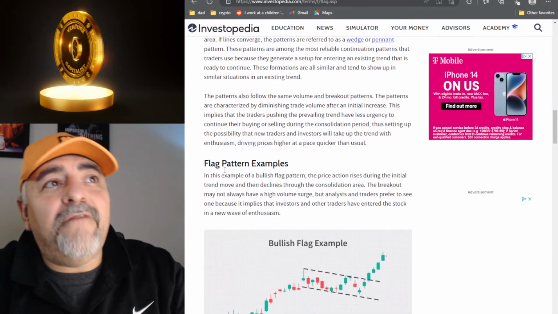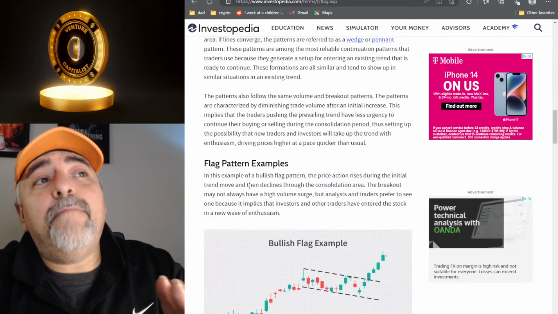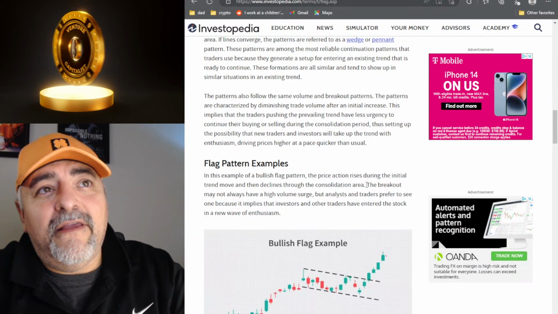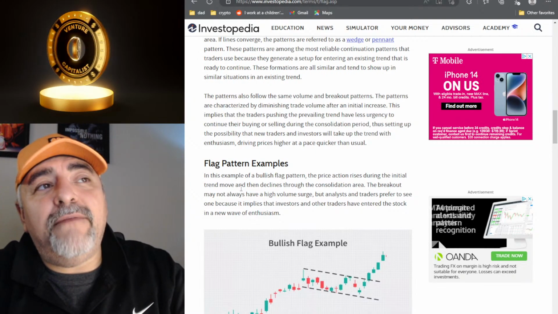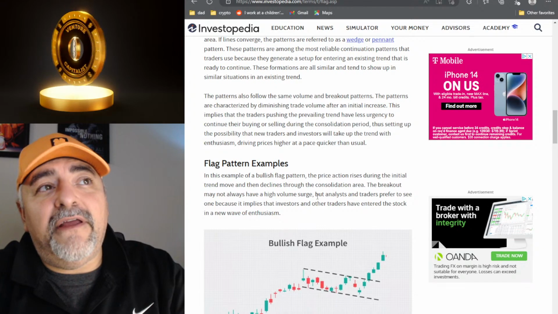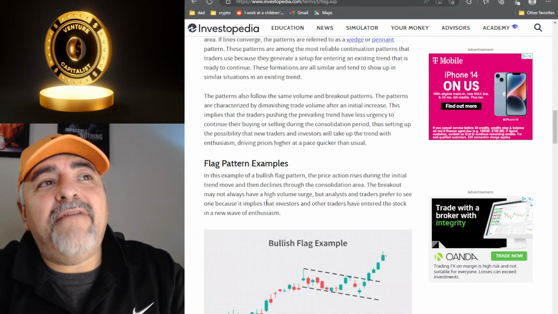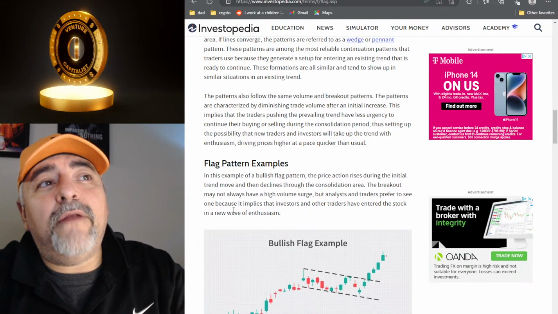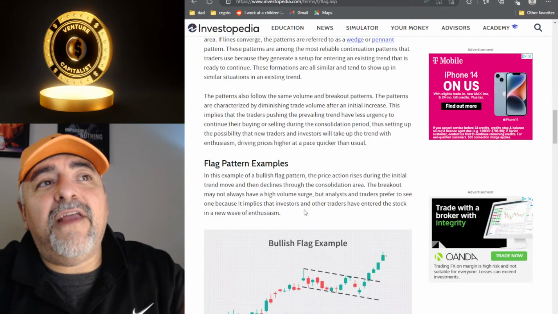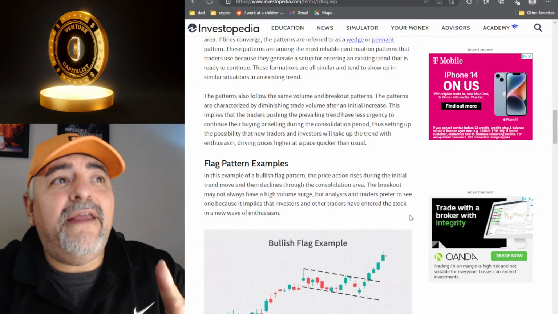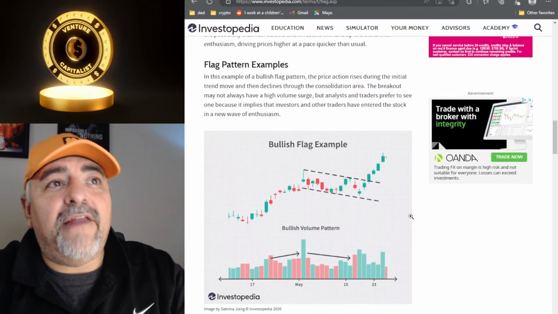So here, a flag pattern example. In this example of a bullish flag pattern, the price action rises during the initial trend move and then declines through the consolidation area. The breakout may not always have a high volume surge, but analysts and traders prefer to see one because it implies that investors and other traders have entered the stock or coin in a new wave of enthusiasm, right? So here you go.